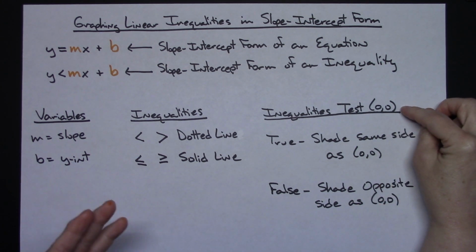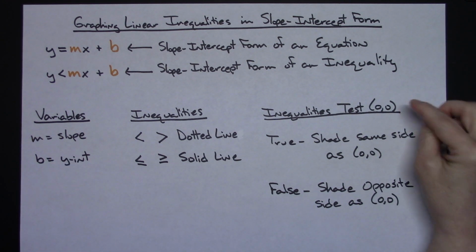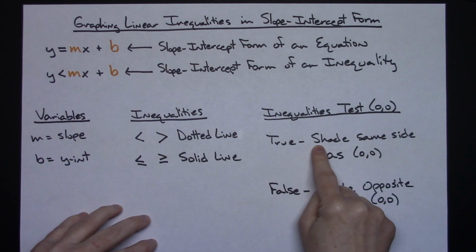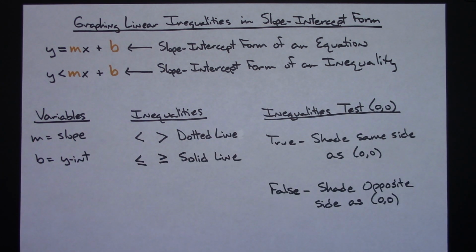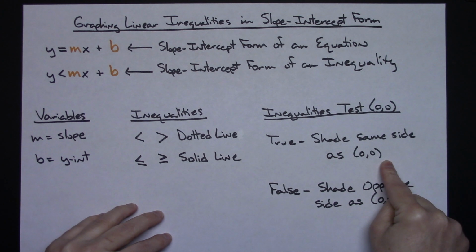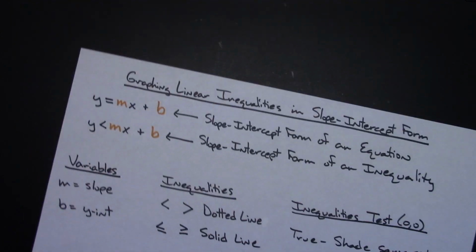Most often we test the point 0, 0 just because it's easy to plug in. If you test it and it comes up to be a true statement, then you are going to shade the same side as wherever that point 0, 0 is. If you plug 0, 0 in and you get a false statement, as in it did not make the inequality true, you're going to shade the opposite side of where that point 0, 0 is. So just a nice little summary there if this is your first time ever graphing inequalities.